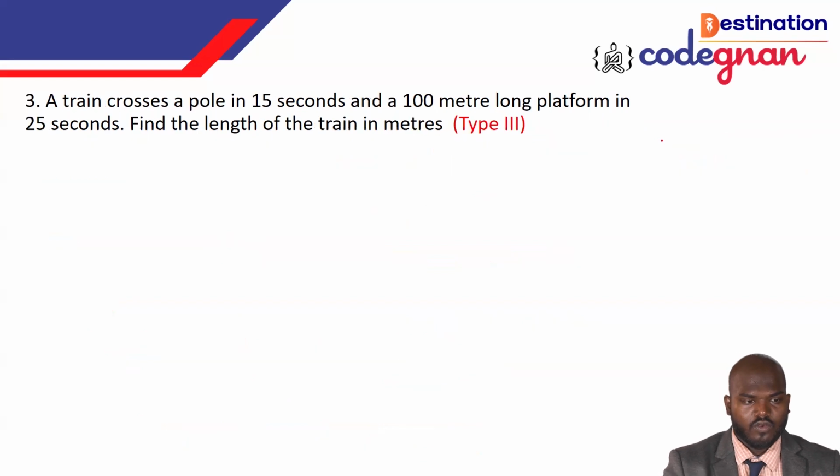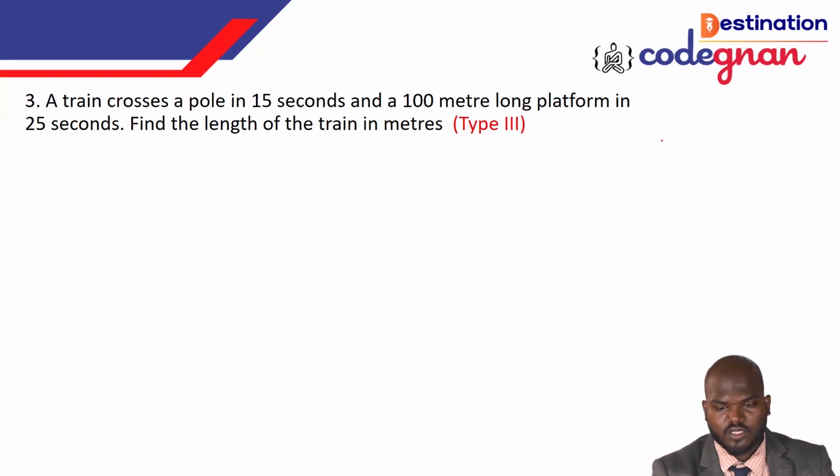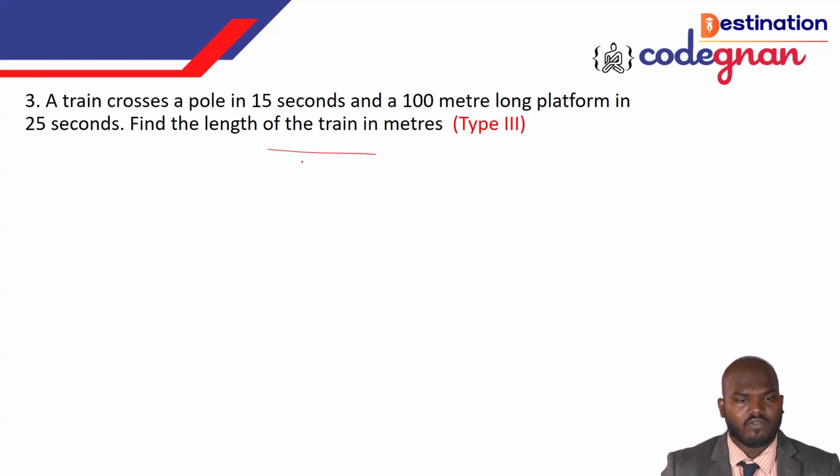Okay, so going to the next question, guys, just read out the question and tell me what you understand about this one. A train crosses a pole in 15 seconds and a 100-meter length platform in 25 seconds. It's also the same thing, something like a pole. We have a difference between the pole and the platform, but they are asking about the length of the train.